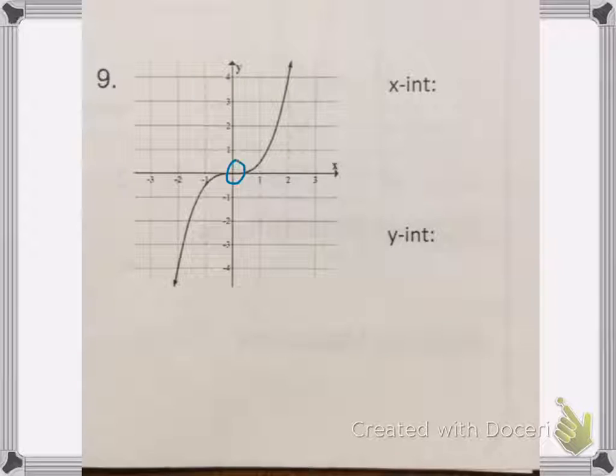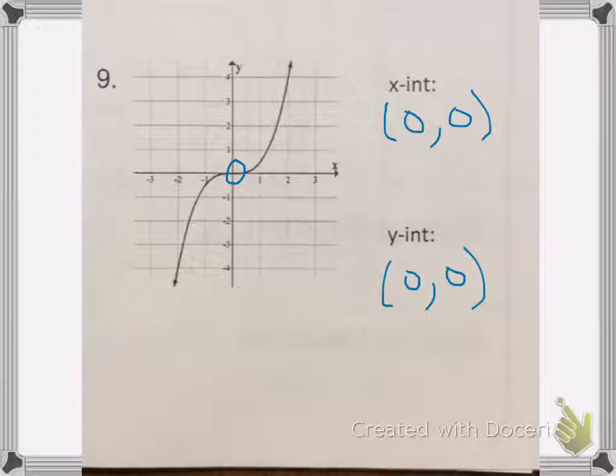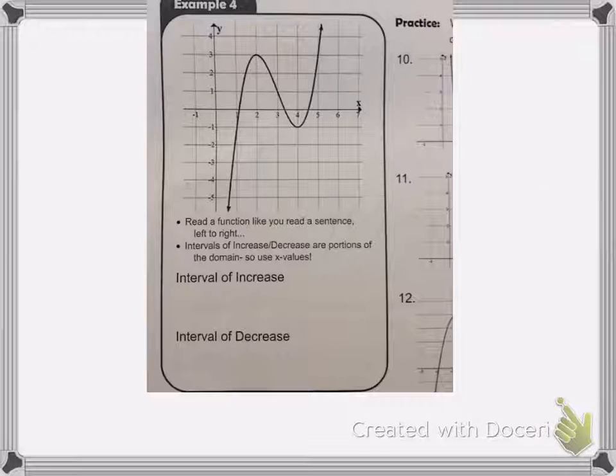In this particular case, my x-intercept and my y-intercept are the same. They touch only the x and the y-intercept in one spot, and that's at the ordered pair (0, 0), so it goes right through the origin, which is my x and my y-intercept.